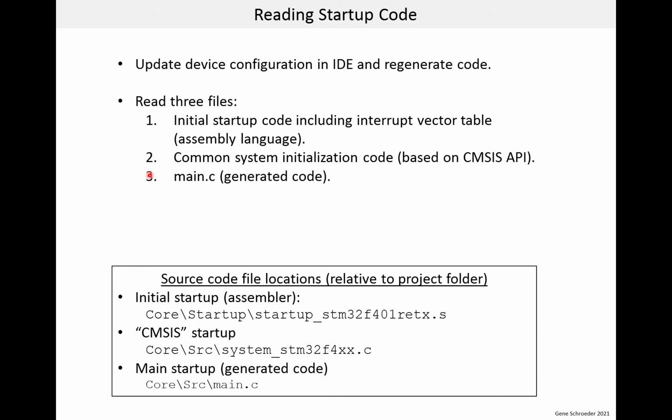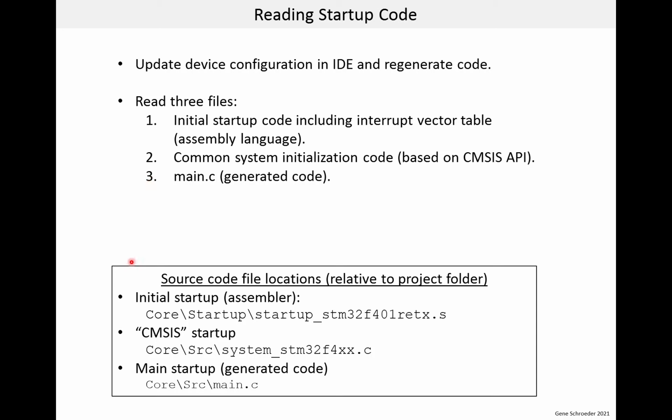And then we end with the main.c file. And this is generated code. It performs initialization based on our chosen hardware configuration, such as peripherals. It also depends on the fact that we are using the LL device library rather than HAL. I should say that main.c is not the only generated code in the project, but it is a major part.